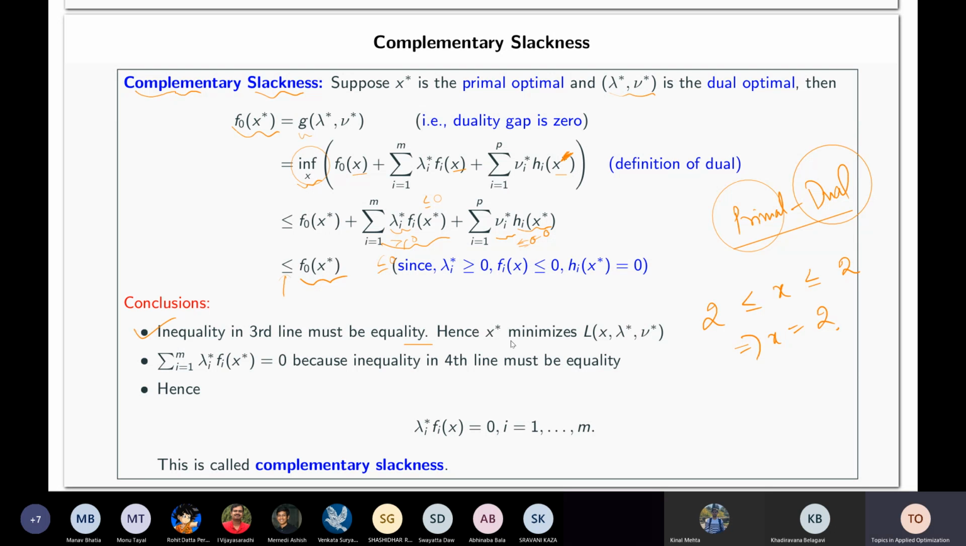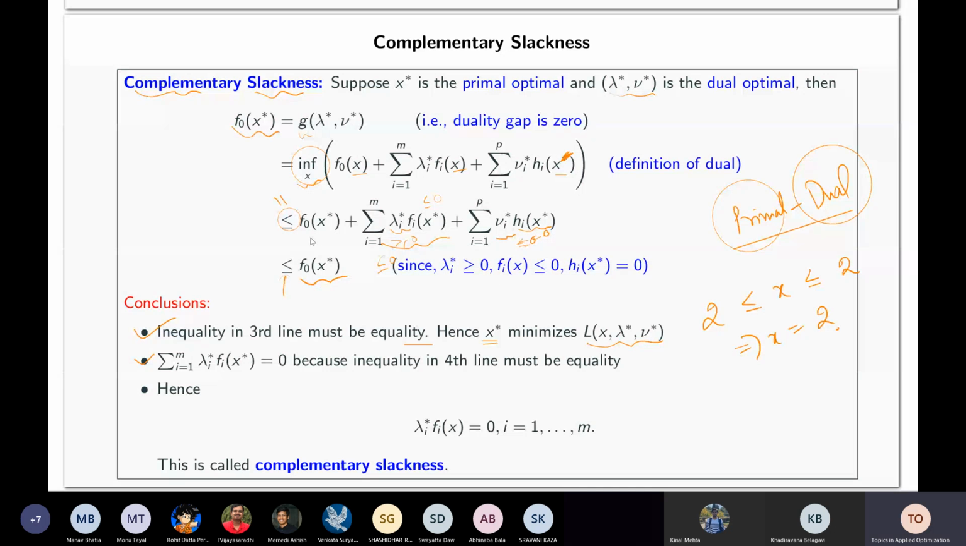So in other words, what does it say? It says that x star minimizes the Lagrangian, because this is forced to be an equality now. This means that the infimum is achieved at x star. Because the infimum of this is equal to this for x star, it means that x star has solved this infimum problem. And if that is the case, then x star is a minimizer of the Lagrangian.